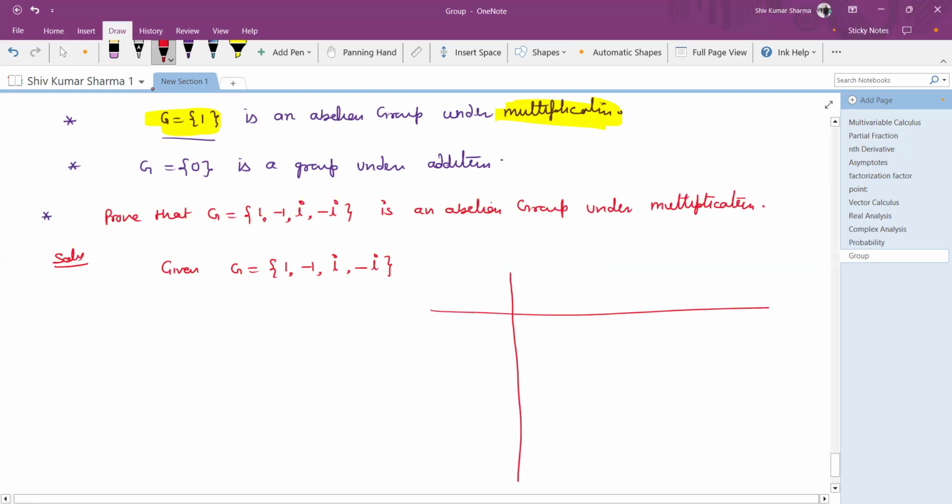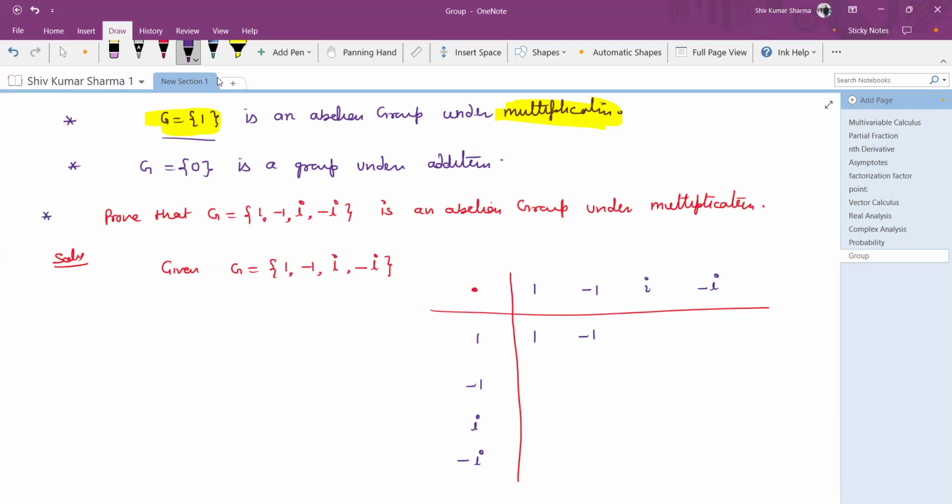So we make the composition table again, with respect to multiplication. We take the elements 1, minus 1, iota and minus iota. When we do the products: 1 into 1 is 1, 1 into minus 1 is minus 1, 1 into iota is iota, 1 into minus iota is minus iota. Minus 1 into 1 is minus 1, minus 1 into minus 1 is plus 1, minus 1 into iota is minus iota, and minus 1 into minus iota is iota.